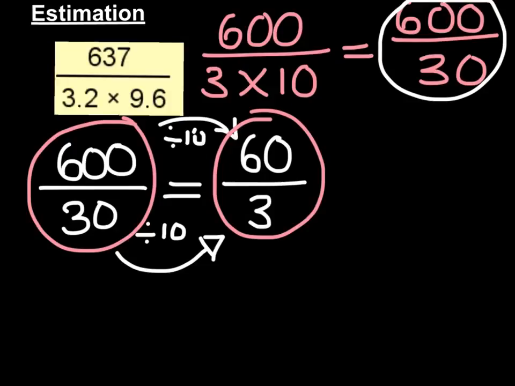Okay, so 60 divided by 3 is a bit more manageable. So you can use a pizza if you don't know what the answer is. But 60 divided by 3 is 20. So therefore 600 divided by 30 is also 20.